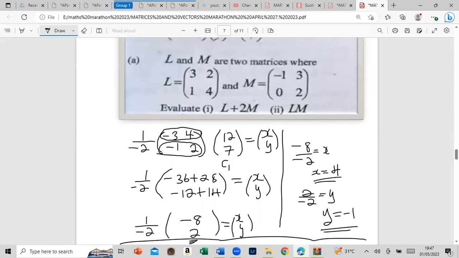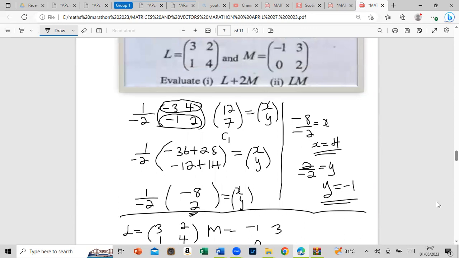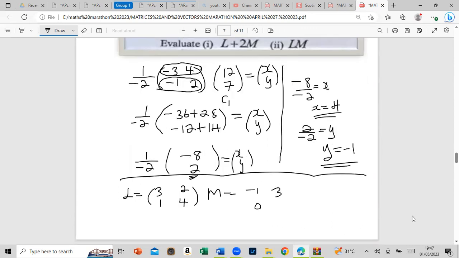And M is -1, 3, 0, 2. And they ask us to find L plus 2M. So all we have to do is multiply each one of these by 2, and then we add it to this. And we get our full marks, as long as we don't make any computation error, we should be fine.